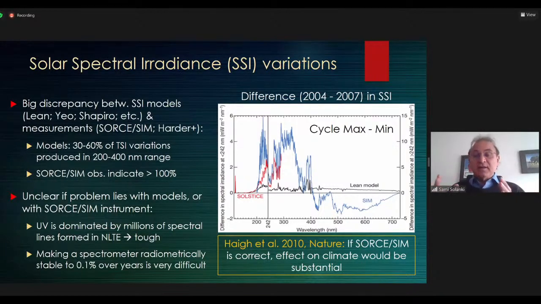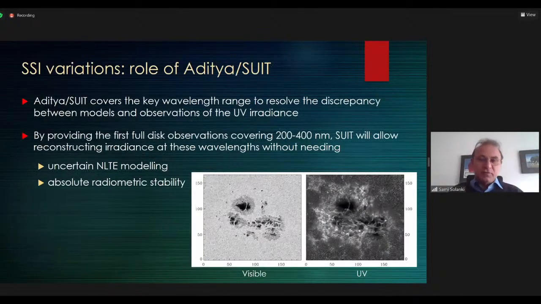And the important thing is that if you take the blue curve or the black one in this figure, you get totally different effects on the climate. And this is due to the top-down modeling. I have no time to go into that. And Aditya will be well placed to resolve this because it doesn't have to make use of uncertain non-LTE modeling like the models have to, and it doesn't need to have absolute radiometric stability because it's resolving the sun for the first time, giving us images broadband between 200 and 400 nanometers. That'll be very, very exciting to get these results from the SUIT instrument.